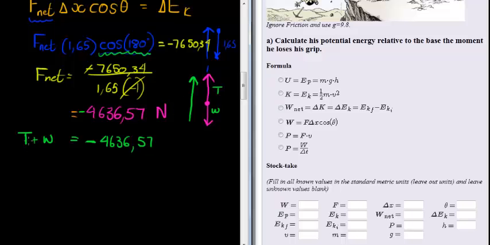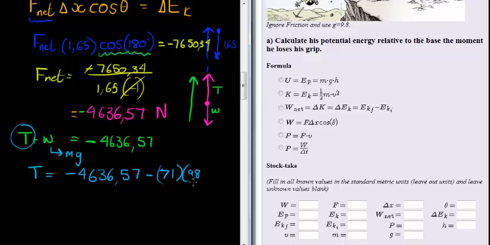So we need to make this a negative in this step to indicate that this is upwards. Okay, now we want to find T, which means T is equal to negative 4,636.57 minus W. Now what is W? W is weight. Weight is simply mass times gravity. His mass was 71 kilograms and gravity, again, we see is positive 9.8.